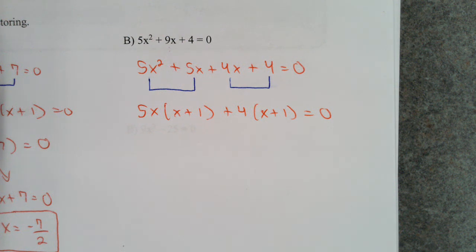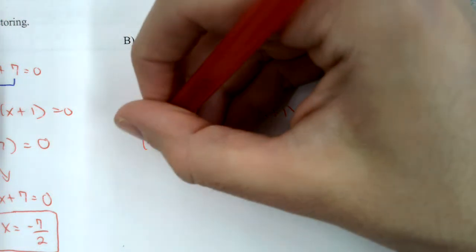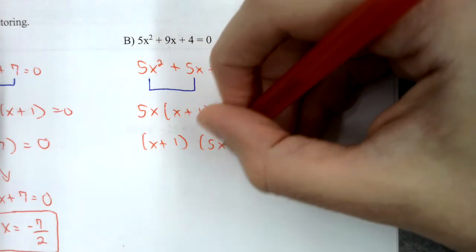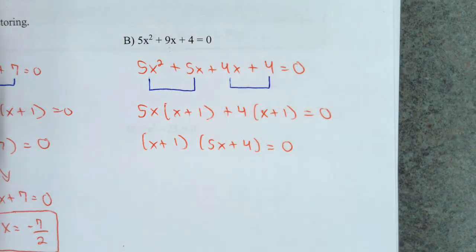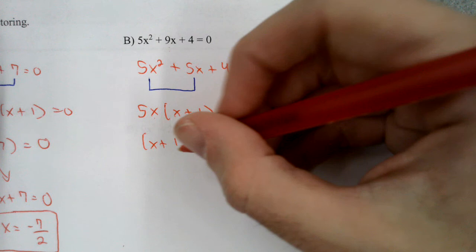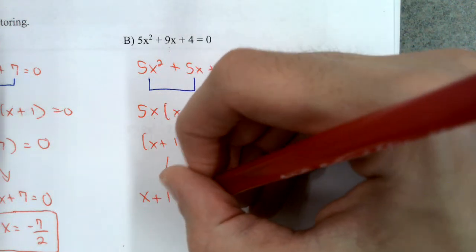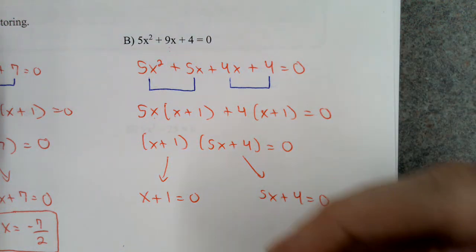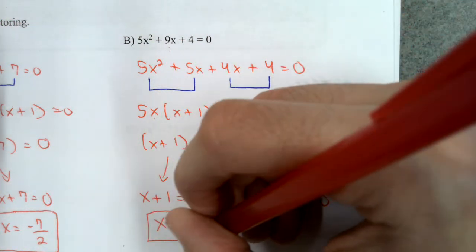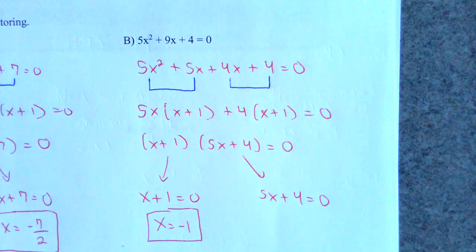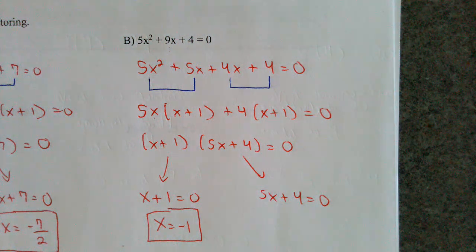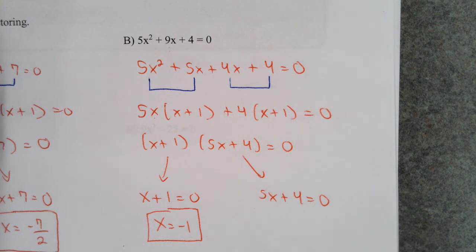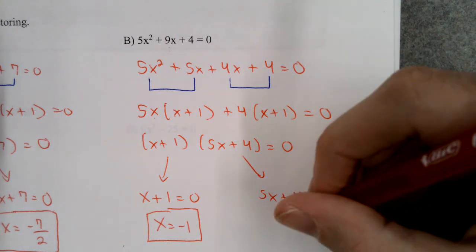And now notice how the parentheses match. The x plus 1 matches. So you factor that out front, and then everything else comes in the second set of parentheses. In this case, what's left over is 5x plus 4. So solve each of these. X plus 1 equals 0, and then 5x plus 4 equals 0. So x equals negative 1. Subtract 4, and then divide by 5. X equals negative 4/5.